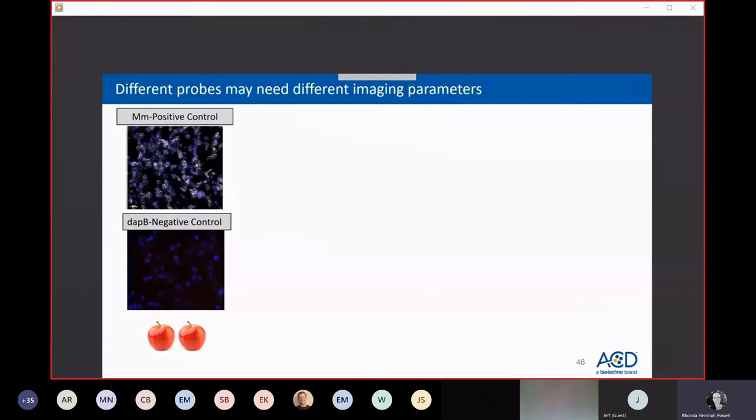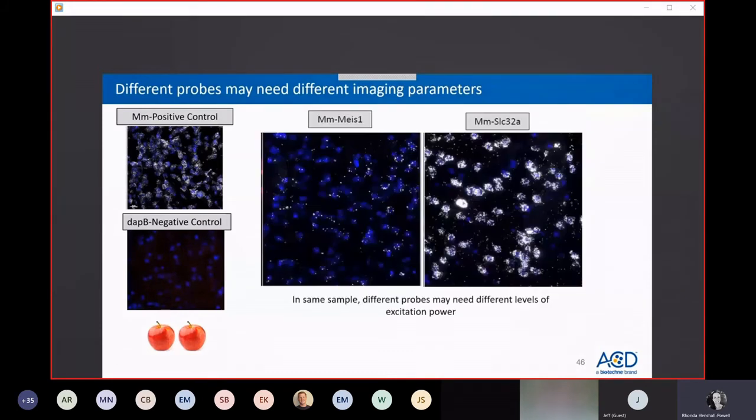Sometimes researchers don't understand that after setting these initial imaging parameters, using the same settings for positive and negative control slides, target probes may require you to adjust imaging parameters to capture optimal signal, depending on the expression level of the gene. So here, for instance, target probe SLC32A1 is a higher expressor than MEIS1. These images were captured with different imaging parameters. You would need more excitation power to see this lower expressor.